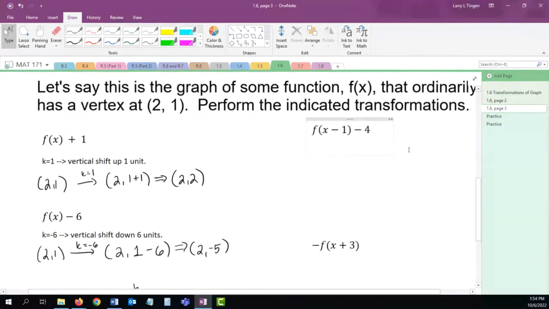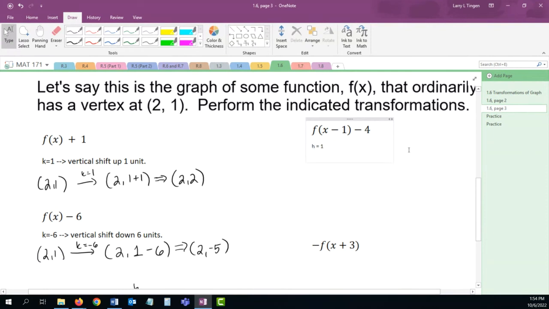All right, so let's take a look at top right here. I've got f of x minus 1, minus 4. I have 2 things going on at this time, right? I have h, which is what? It's supposed to be minus 1 in here, so that means h is 1.